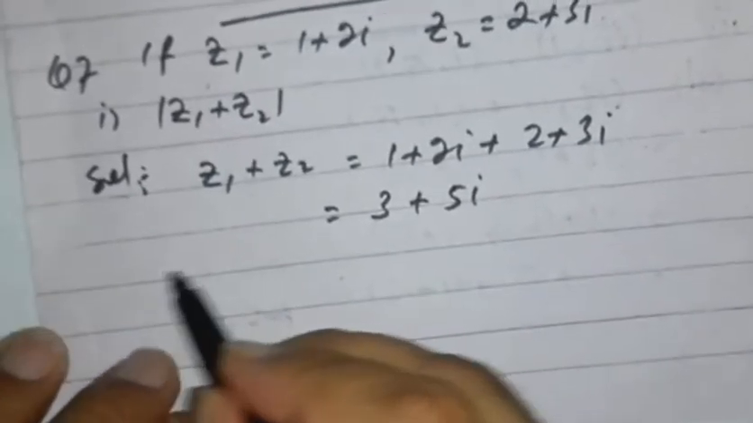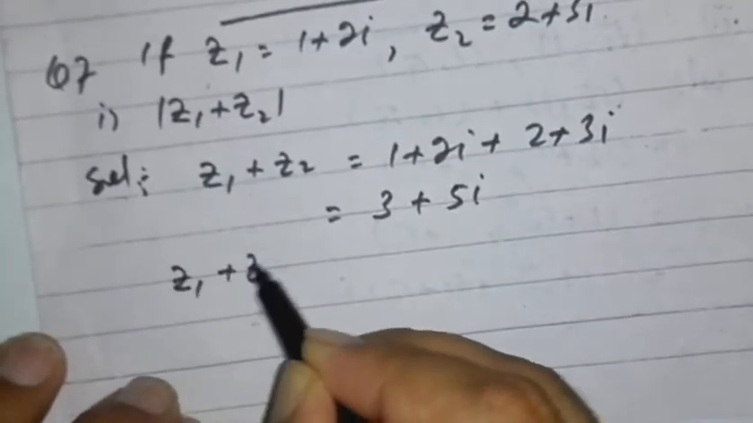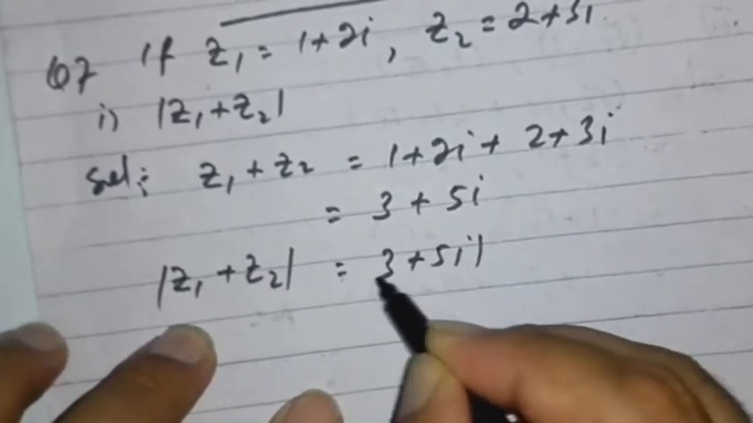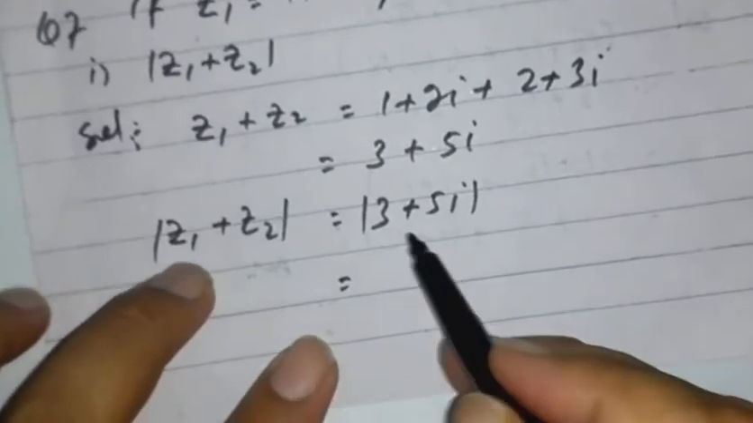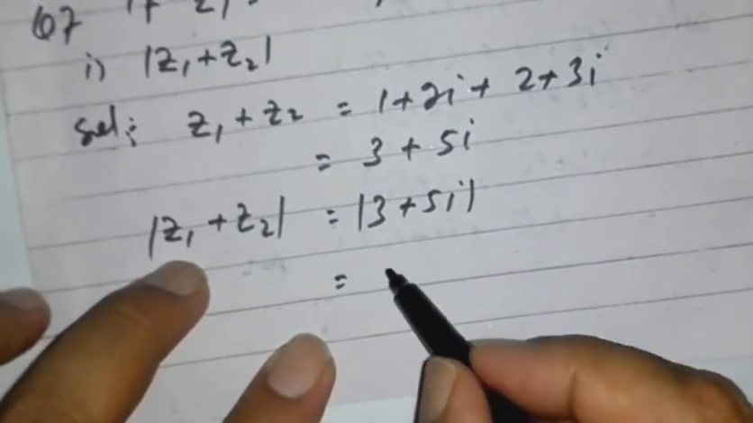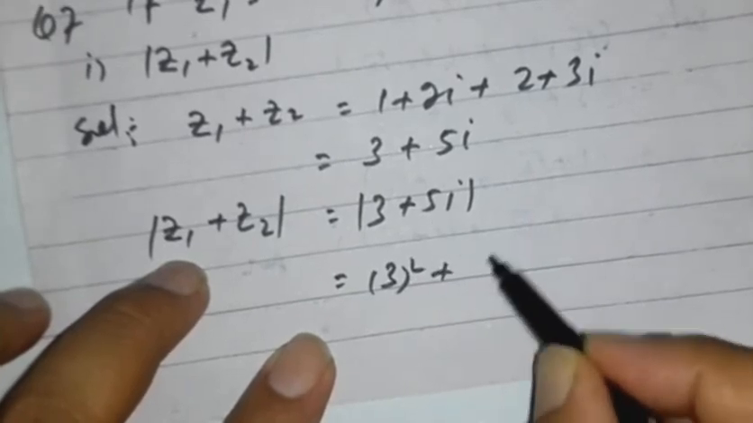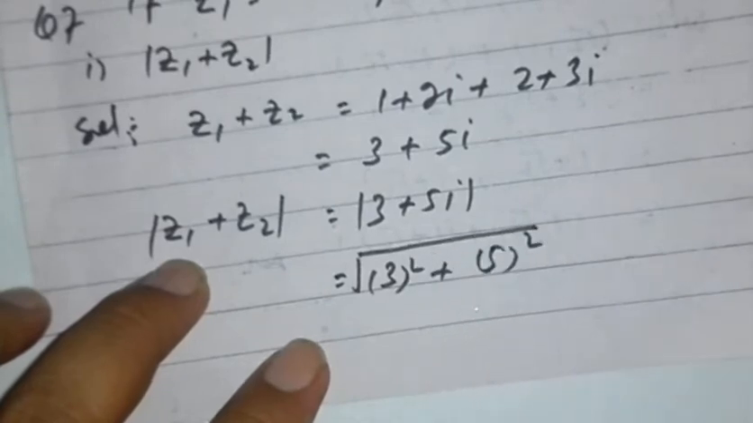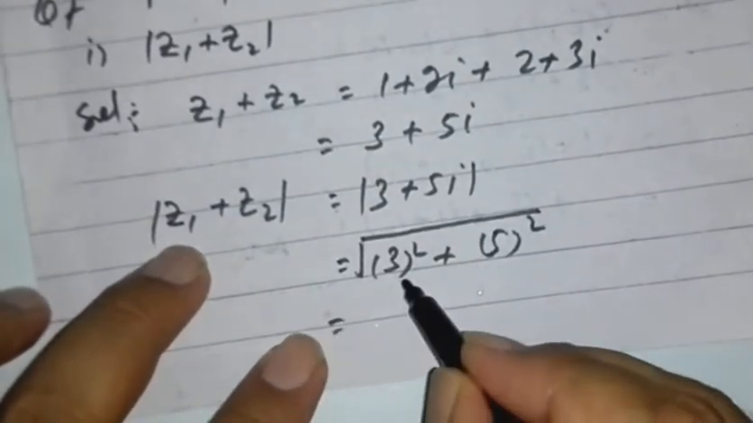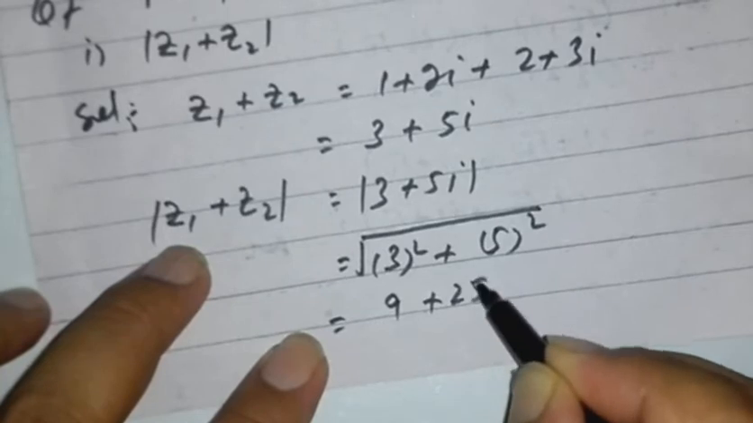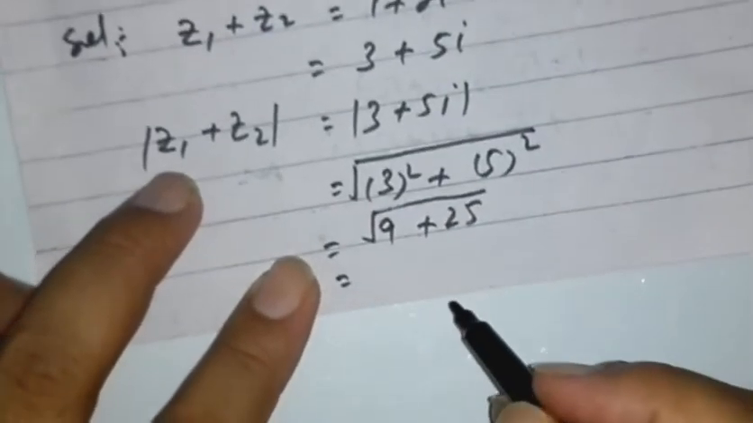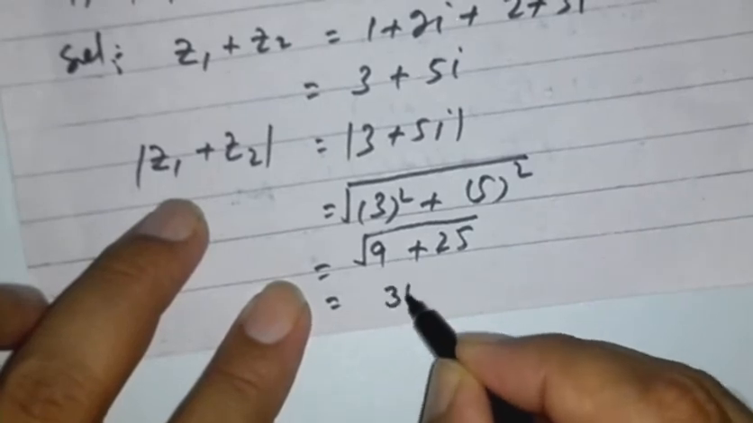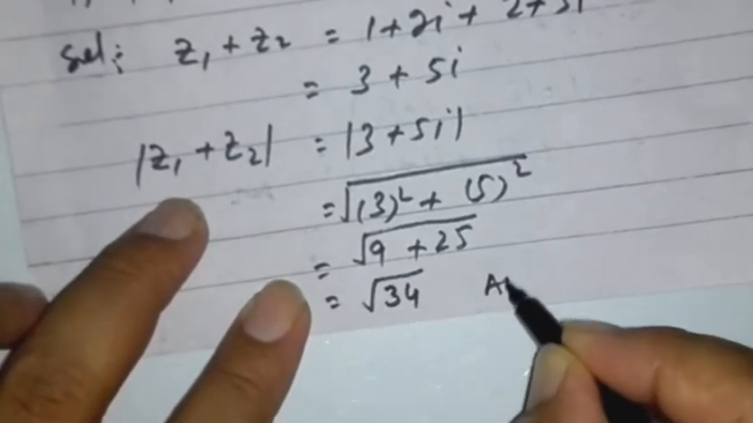Now take modulus of z1 plus z2. So 3 plus 5 iota modulus. So how we can expand this modulus? Take the square of the first and the square of the coefficient of the imaginary and take the square root. This is called modulus. So here we get 9 plus 25, and 9 plus 25 we get what? 34 under the root. This is the answer.